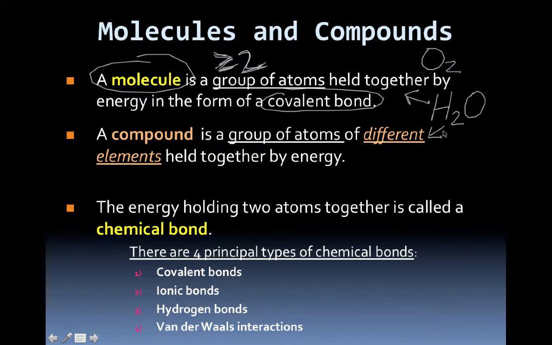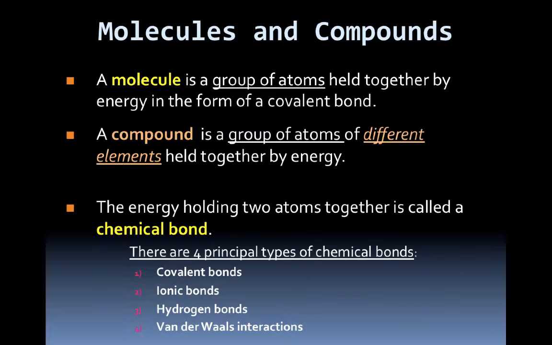Regardless of if you're talking about a molecule or a compound or both, the energy holding the two atoms together is called a chemical bond, and there are four principal types of chemical bonds. Covalent bonds are the strongest of the bonds, and they occur when two atoms share electrons so that their valence orbitals are all complete, two electrons in every orbital. When two atoms are forming a covalent bond with one another, we have a molecule.